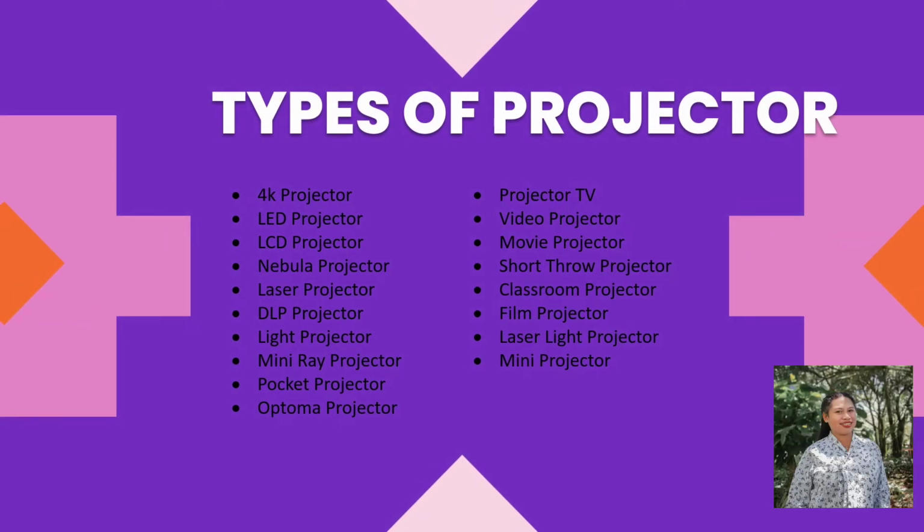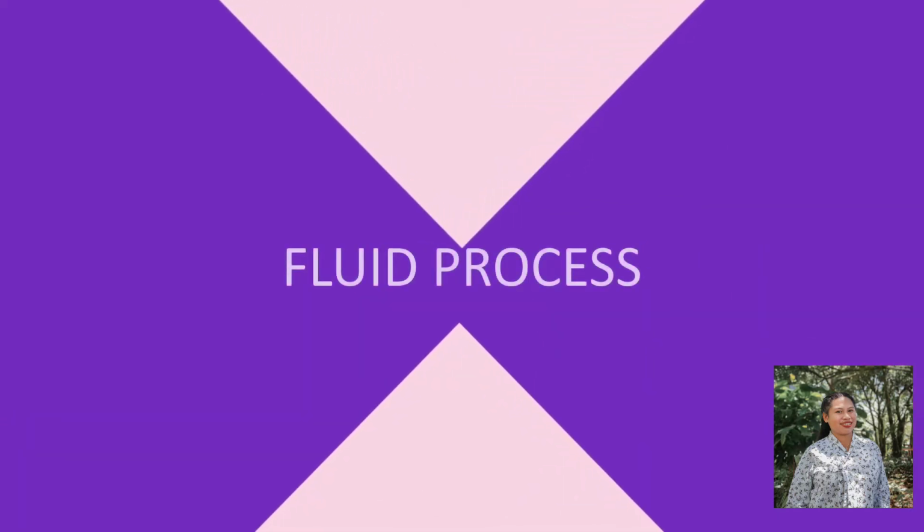These are the 18 types of projector. First, 4K projector, LED projector, LCD projector, nebula projector, laser projector, DLP projector, light projector, main array projector, pocket projector, Optoma projector, projector TV, video projector, movie projector, short throw projector, classroom projector, film projector, laser projector, and mini projector.